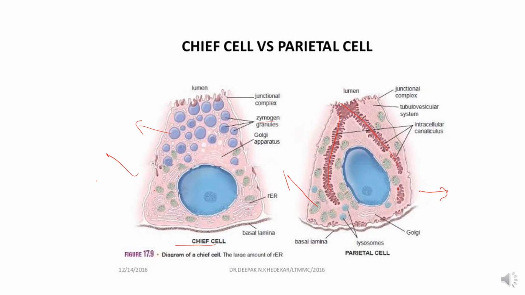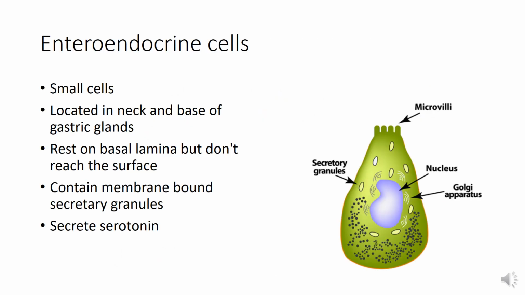You can differentiate them. Now, enteroendocrine cells are small cells located in the neck and bases of the gastric glands. They rest on the basal lamina, but they usually do not reach the lumen of the gland. These cells belong to the diffuse neuroendocrine system. The electron microscope shows that the cytoplasm of these cells contains membrane-bound secretory granules. The secretory granules are released into the blood capillaries and lymph capillaries present in the lamina propria surrounding the gland.